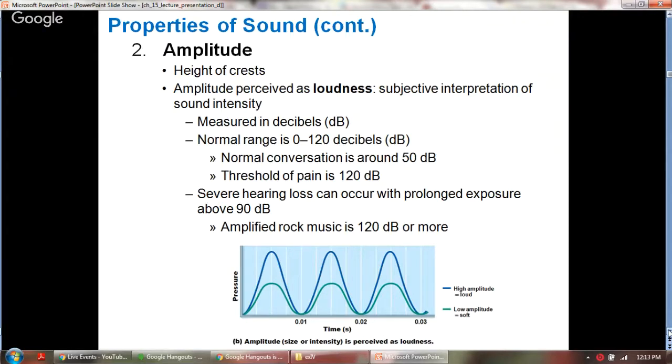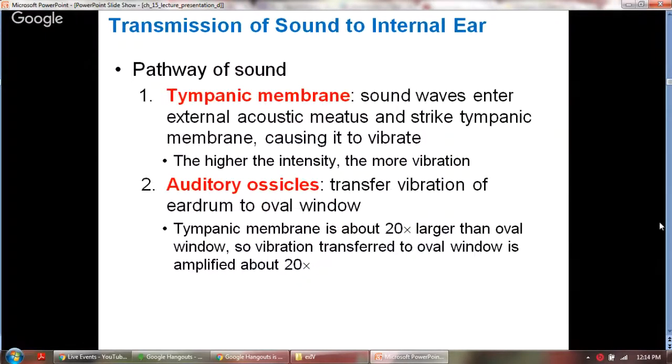The amplitude is the height of the crest. Amplitude is perceived as loudness, the subjective interpretation of sound intensity. It's measured in decibels, and the normal range is 0 to 120 decibels. Normal conversation is around 50 decibels, and the threshold of pain is 120 decibels. Severe hearing loss can occur with prolonged exposure above 90 decibels, and amplified rock music is around 120 decibels or more. So that's something to remember when you go to musicals and so on.